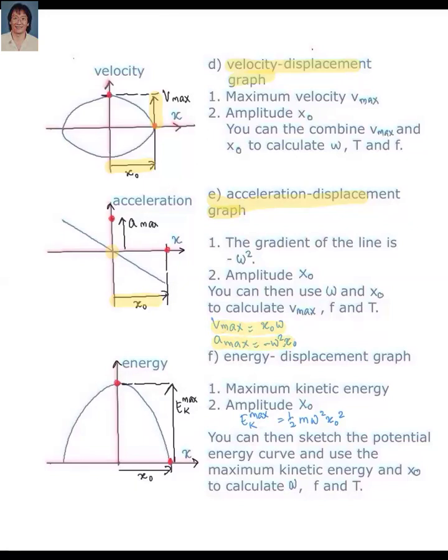The next graph is energy displacement graph. From this graph, you can get the maximum kinetic energy, which is here, and also the amplitude xo, which is here. We know that the formula for maximum kinetic energy is half m omega squared xo squared. You can then sketch the potential energy curve and use the maximum kinetic energy and xo to calculate omega, f, and T.